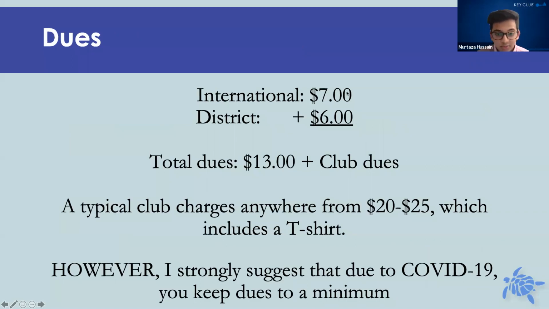So now let's talk about dues. As you may or may not know, total dues for Florida Key Club and International is $13. $7 goes towards Key Club International and $6 goes towards the Florida district. So that becomes a total of $13 plus additional club dues that you may add into your overall club dues that you'll be asking all your members to pay. A typical club charges anywhere from $20 to $25, which normally includes a t-shirt.